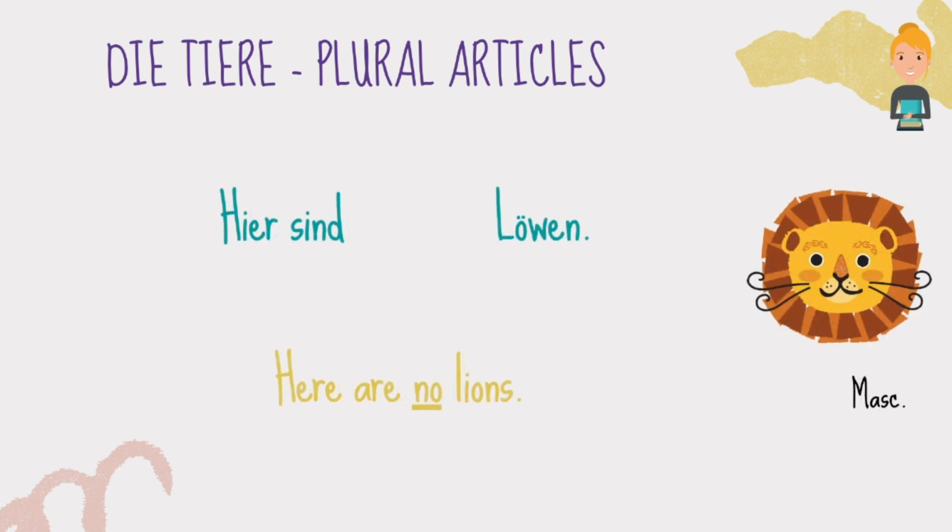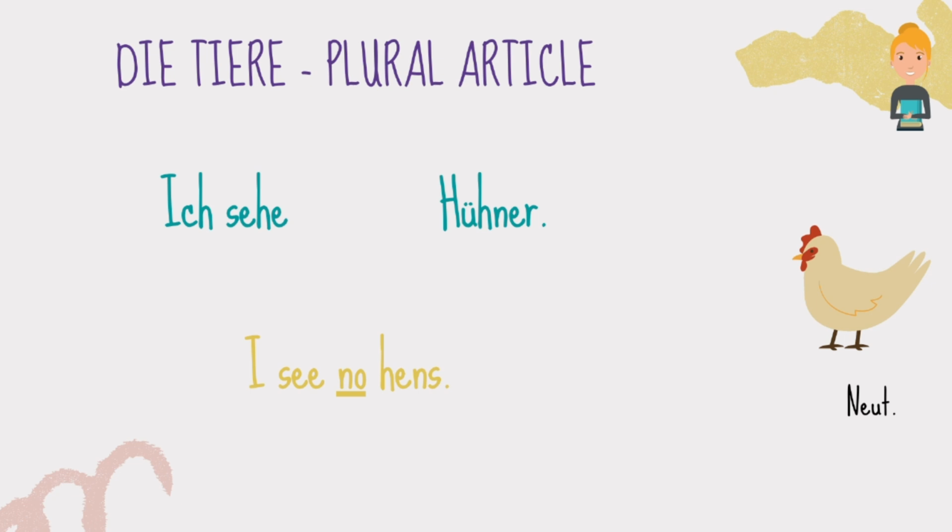The noun Löwen. What is the gender, and what article do we need here? Pause the lesson to take a moment to consider. Looking at the English translation, we can see we need the negative indefinite article, which would be keine. Second last one. The noun Hühner is a neuter noun. What article would we use here? Pause the lesson to take a moment to consider. Looking at the English translation, we can see that we need the negative indefinite article, which would be keine.